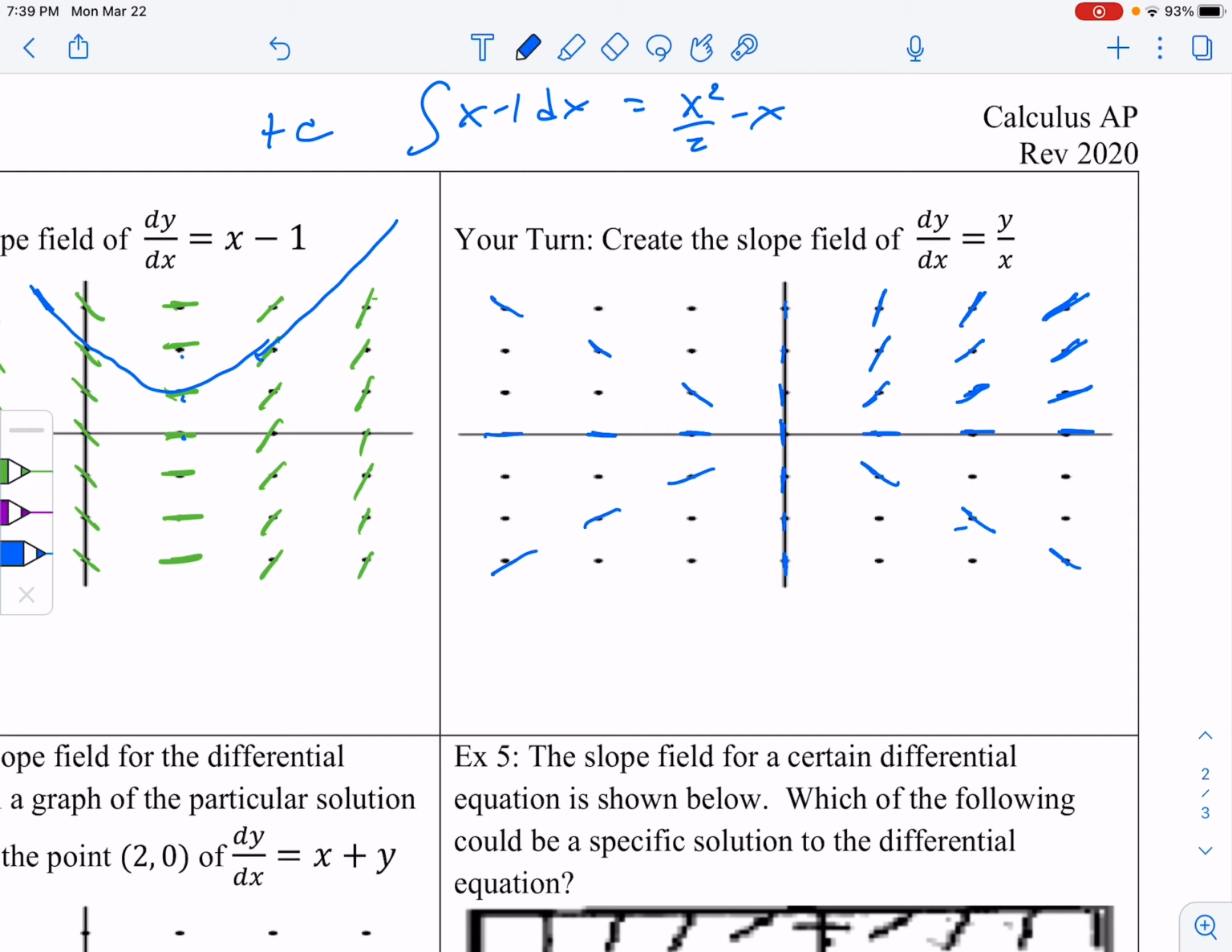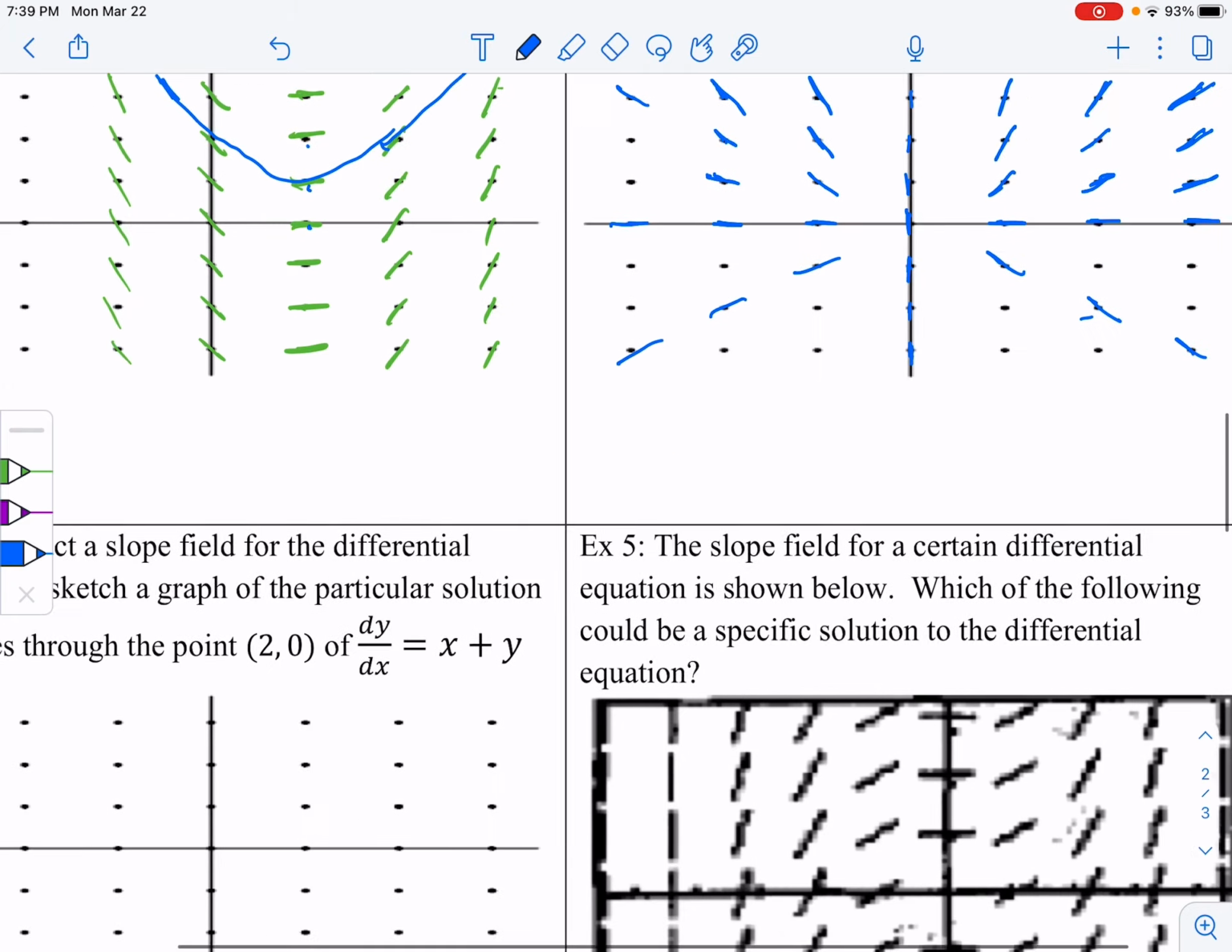You have 2 over -1, so it's -2. Did I do these right? 2 over 2. 1 over 2, yeah. So what's this one? I have 3 over -1, so it's -3. Go here. You have 1 over -2. -2 over -2. -3 over -2. All right. And you continue that way to make your slope field.